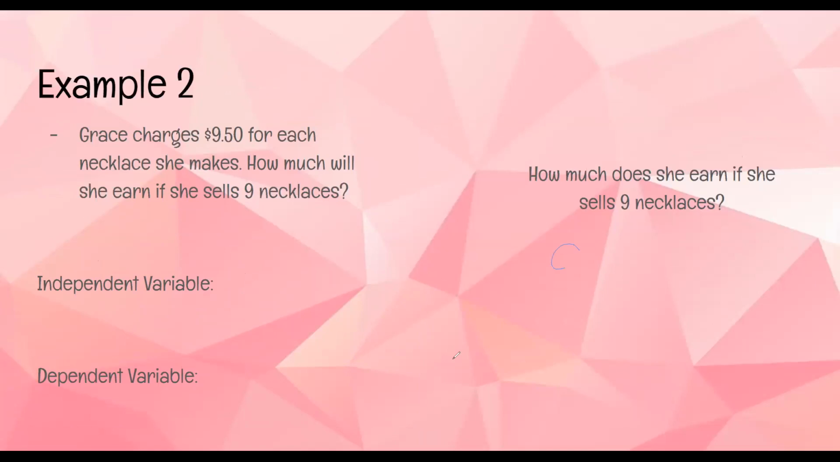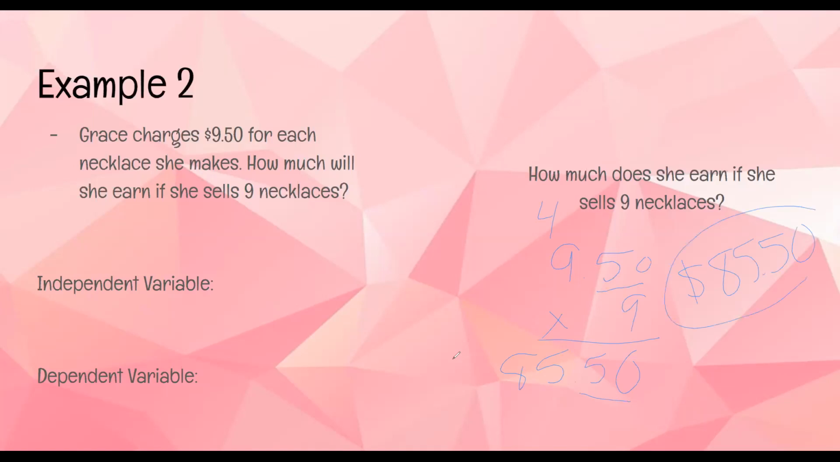So she charges $9.50 per necklace and she sells 9 of them. So I'm going to multiply those together. 9 times 0 is 0, and then 9 times 5 is 45, and then 9 times 9 is 81, plus 4 is going to give me 85. And I had 2 numbers behind the decimal up here, so I need 2 down here. So this answer would be $85.50.